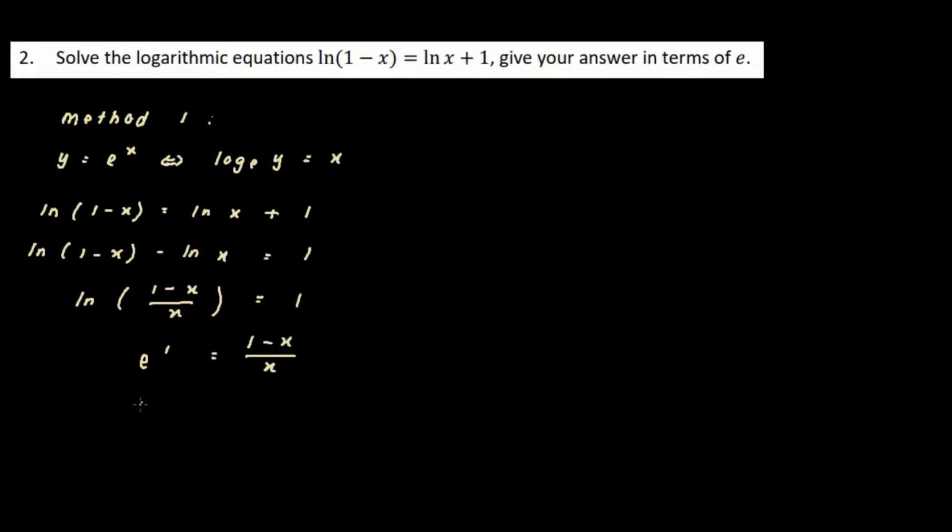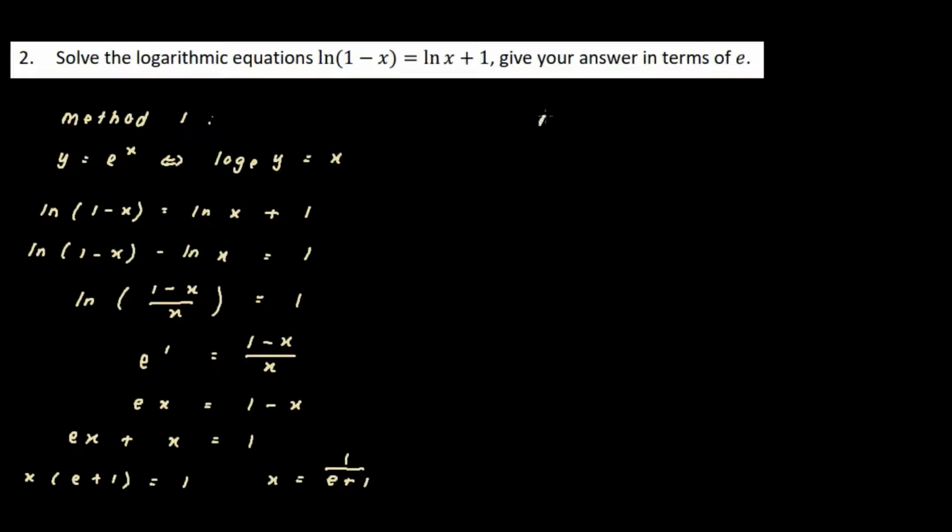Okay, same thing, I can continue to solve it. So ex will equal 1 minus x. Since I want to find x, I group the x terms together. Then I need to do factorization, so x times (e plus 1) equals 1. You will get your answer as x equals 1 over e plus 1. Okay, so this is one method.